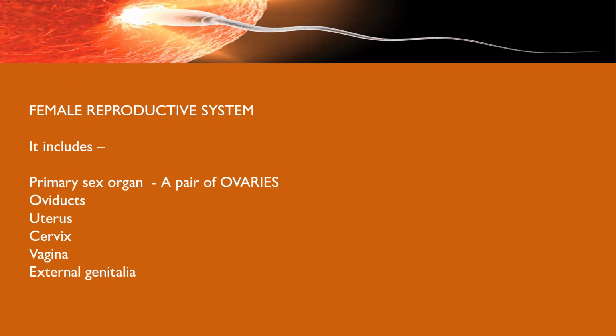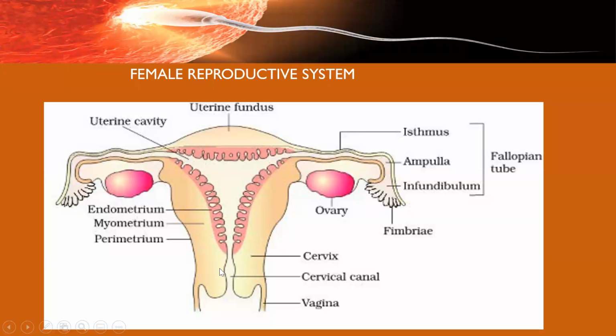And the others, oviduct, uterus, cervix, vagina, external genitalia, are known as the secondary sex organs, which are involved in the passage, transport, and maturation of the gamete. The oviducts are also known as fallopian tubes. The uterus is a pear-shaped structure. The cervix is the opening of the uterus, and the vagina is a tube-like structure. This is the vagina.